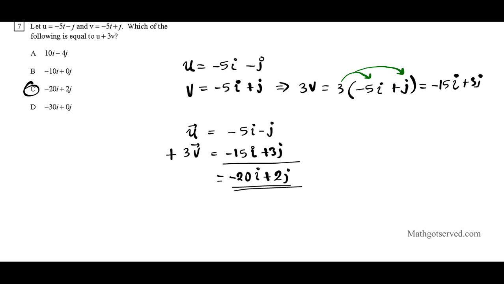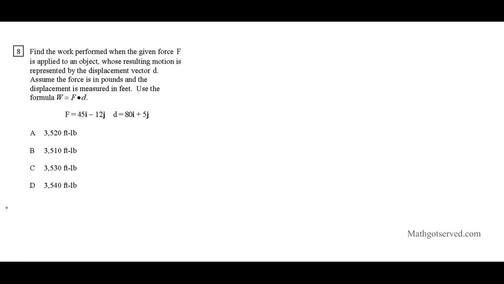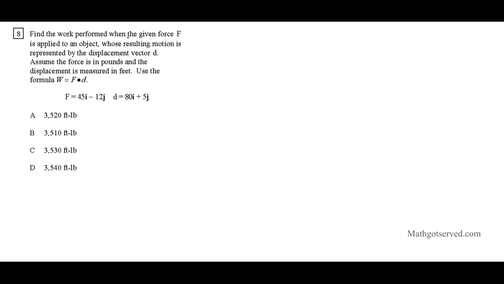All right, let's move on to question number 8. It says find the work performed when the given force, vector F, applies to an object whose resultant motion is represented by the displacement vector d. Assuming the force is in pounds and the displacement is measured in feet, use the formula work equals the dot product of F and d.